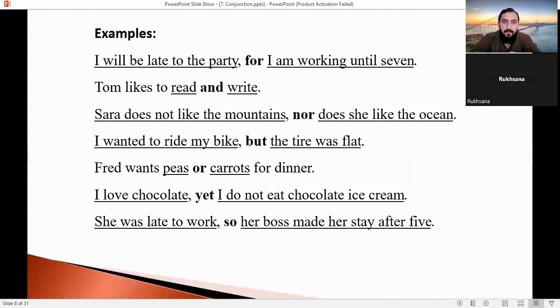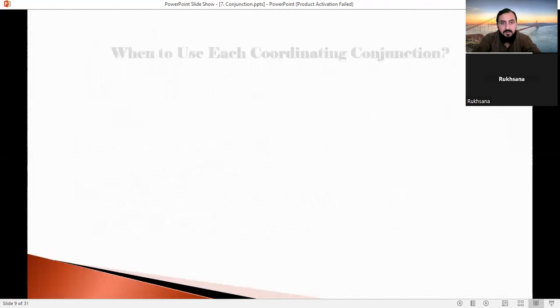I wanted to ride my bike, but the tire was flat. Fred wants peas or carrots for dinner. I love chocolate, yet I do not eat chocolate ice cream. She was late to work, so her boss made her stay after 5. So these are all coordinating conjunctions and they connect independent clauses. Okay. So whenever we see coordinating conjunctions, we have to know that they are independent clauses.